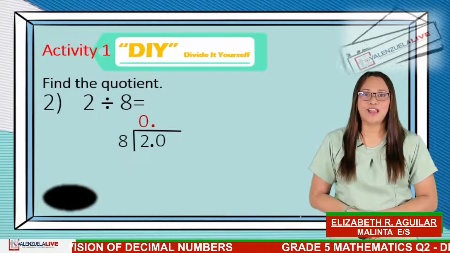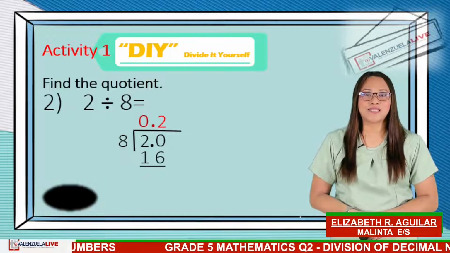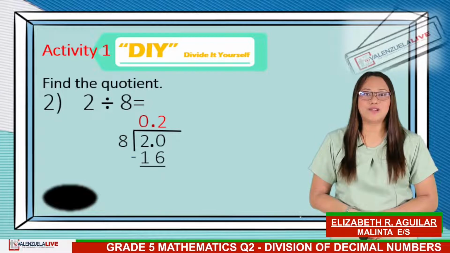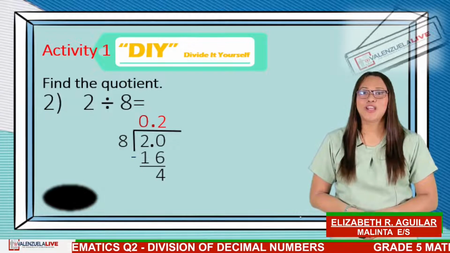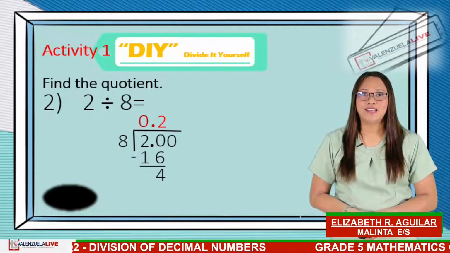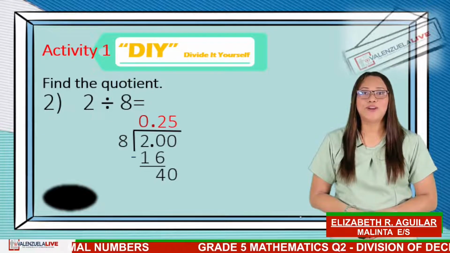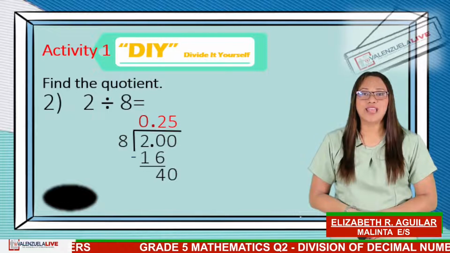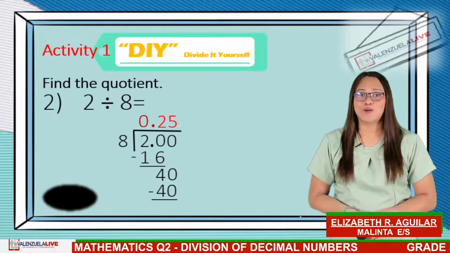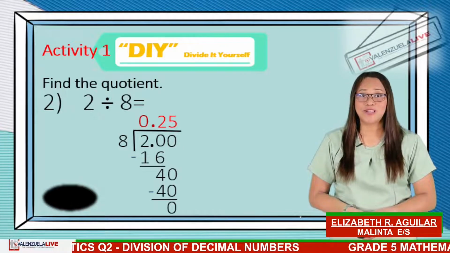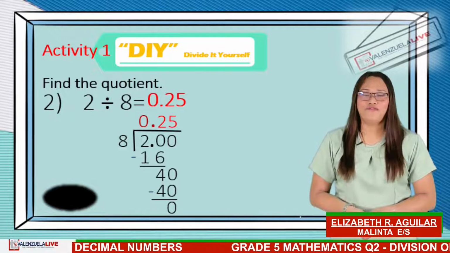Then this time, we can divide 20 divided by 8 is equal to 2. Then 2 times 8 is equal to 16. 20 minus 16 is equal to 4. So this time, we still have a remainder. So we need to put 0 in our dividend. Then bring it down. So 40 divided by 8 is equal to 5. Then 5 times 8 is equal to 40. So we will subtract 40 minus 40 is equal to 0. So our remainder is already 0. So our final answer is 25 hundredths. Did you get it? Very good.